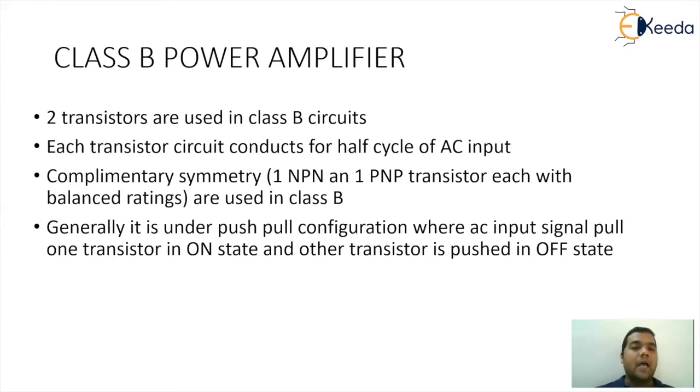Since biasing is absent for the Class B circuitry, the transistors will turn on or off depending on the status of the input signal applied to them. That's the reason the AC signal will control the on state and off state behavior, and such a behavior is also called a push-pull configuration. So these are the basic features of Class B power amplifier, where normally you will have two transistors in the circuitry. The preferred one is complementary symmetry, and it is configured under push-pull configuration.